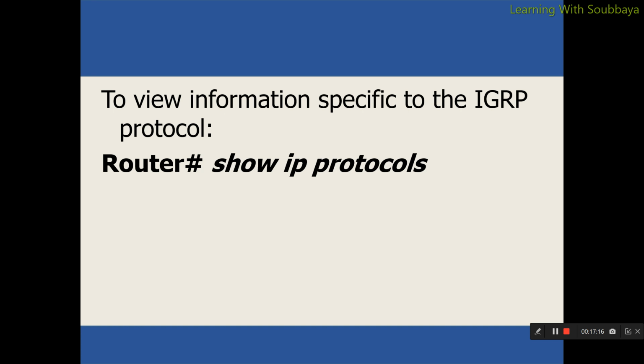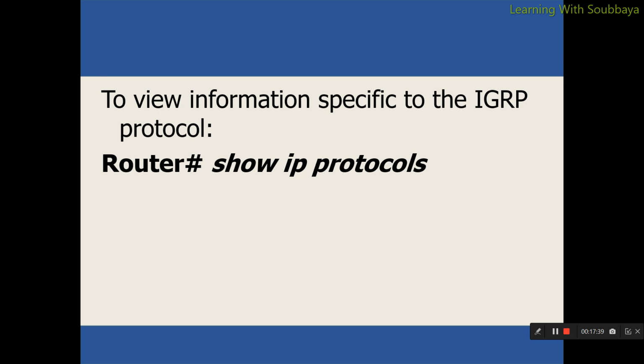This is a command for checking which protocol has been configured on the router. If I apply show ip protocol, it says IGRP has been configured along with the timer values. What are the timers here? Update timer 90 seconds, invalid timer 270, hold on timer 280, flush timer 630. This information we can see. Then we can check the communication from the first device to another device.